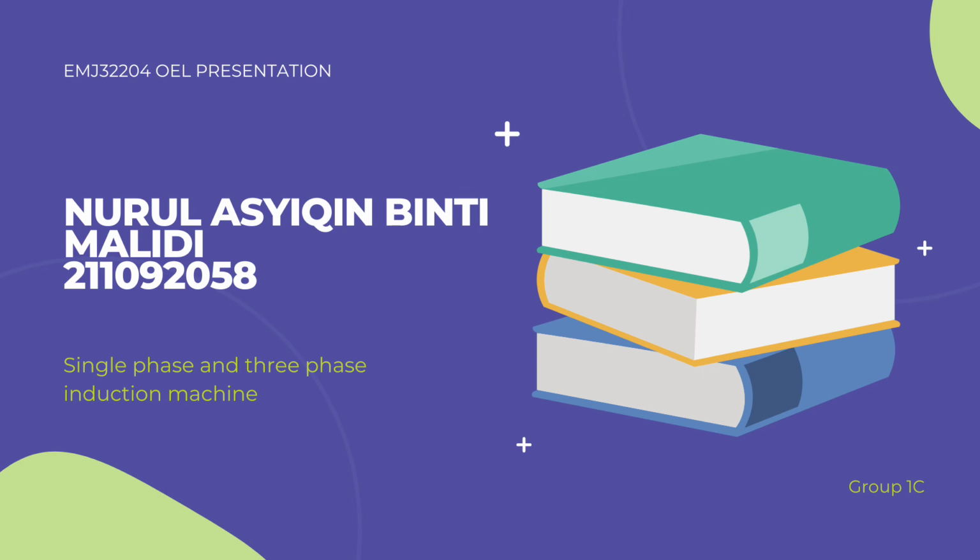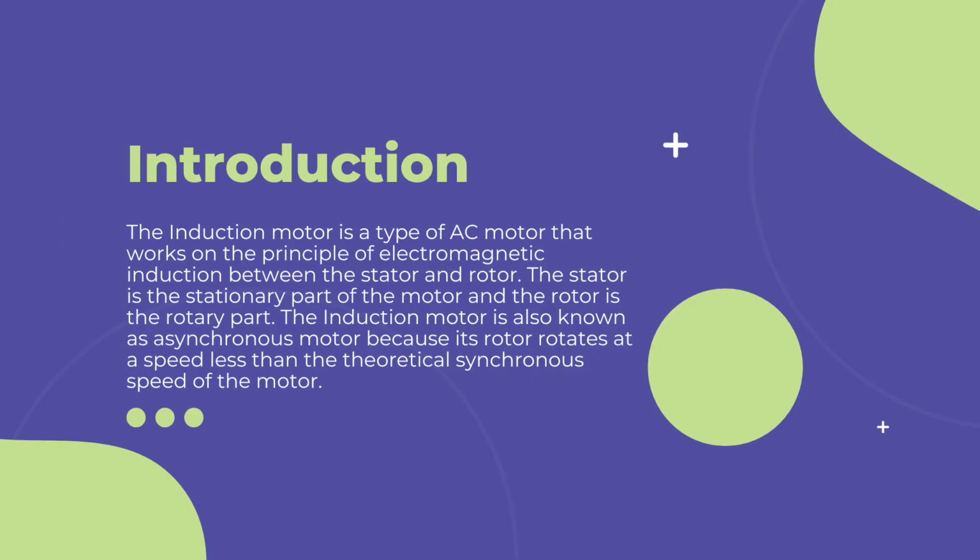Induction Machine. The induction motor is a type of AC motor that works on the principle of electromagnetic induction between the stator and rotor. The stator is the stationary part of the motor, and the rotor is the rotary part. The induction motor is also known as asynchronous motor because its rotor rotates at a speed less than the theoretical synchronous speed of the motor.